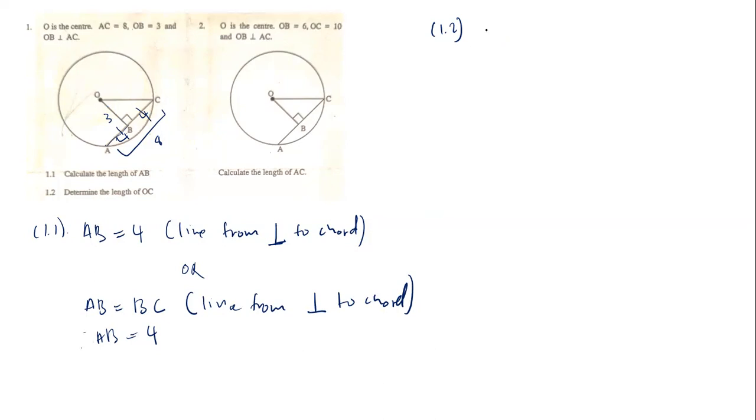To determine OC, it's our hypotenuse, so OC squared is equal to OB squared plus BC squared. And what is our reason? It is the theorem of Pythagoras. Remember, this is Euclidean geometry. You give your statement and your reasons all the time. So we're determining the length of OC, which is the hypotenuse, which is opposite to 90 degrees.